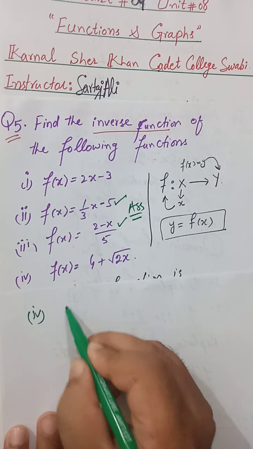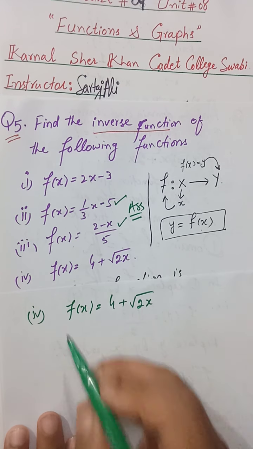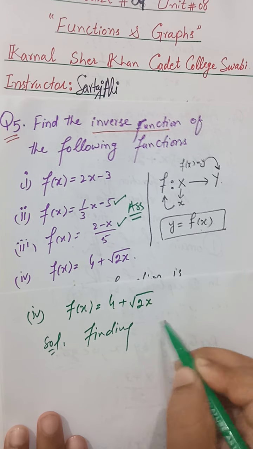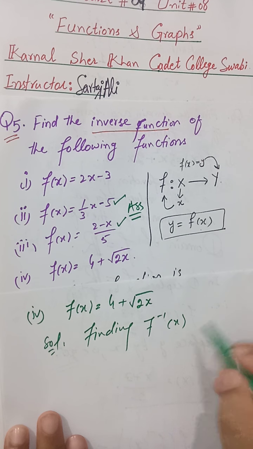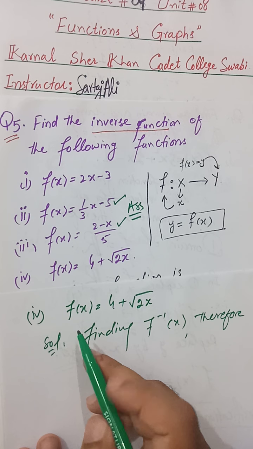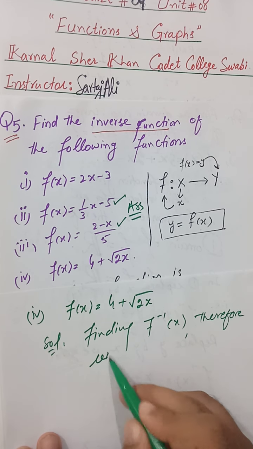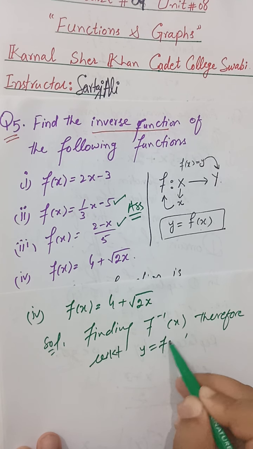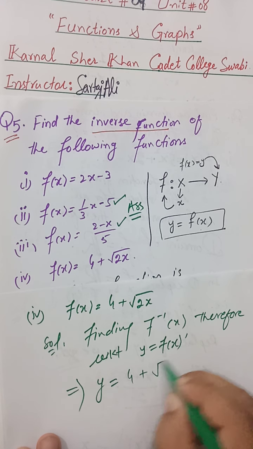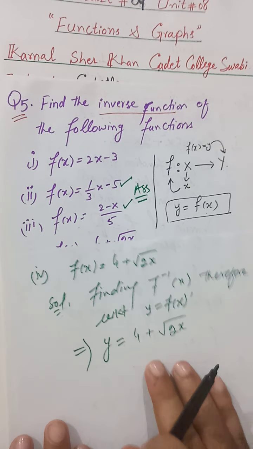Part number 4, f of x is equal to 4 plus square root of 2x. So if we are finding f inverse of x, we know that y is equal to f of x. So this implies that y is equal to 4 plus square root of 2x. Now just solve this equation for x.